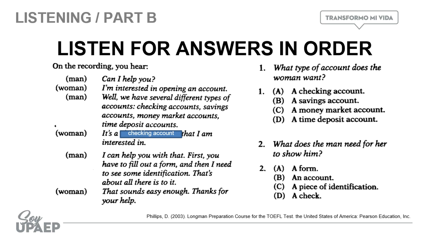Question number 2 asks you, what does the man need for her to show him? Look at the options and try to answer the question. Okay, the answer for the question is a piece of identification. Why? Because he said, and then I need to see some identification. So if you notice, the answers are in order. That is very, very helpful.